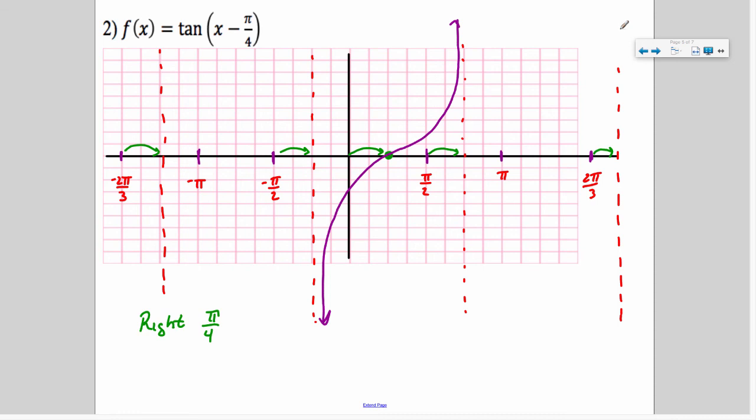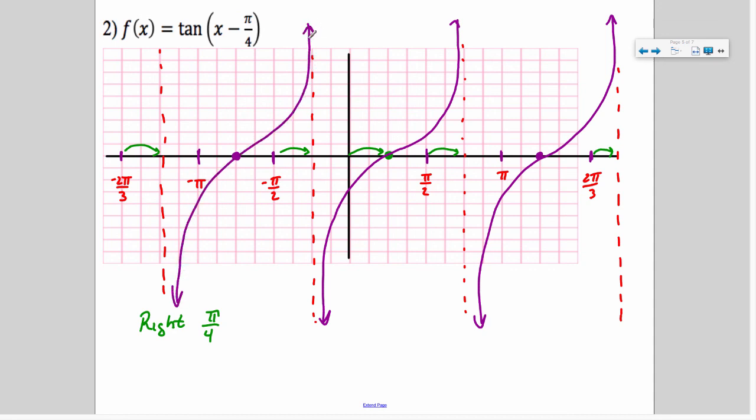Cool. Now, where am I going to go through here? I usually go through pi, right? So let me go pi over 4 to the right. I'll go through here now. And this guy, I usually go through negative pi. So now I'm going to go pi over 4 to the right. And let's connect. Very cool. You just did a shift on tangent. Not bad. Not bad at all.